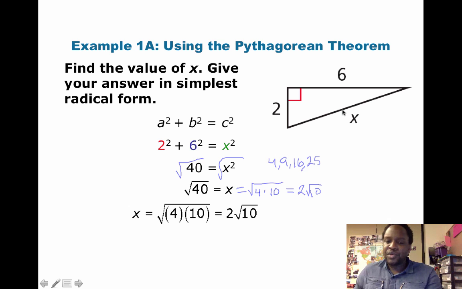So that is 2 root 10. And you might be saying, like, 2 root 10 is greater than 6? Well, yeah, because root 10 is somewhere between 3 and 4, and 2 times somewhere between 3 and 4 is going to be greater than 6. Because 2 times 3 is 6. Anything that's 2 times a little bit higher than 3 is going to be greater than 6.